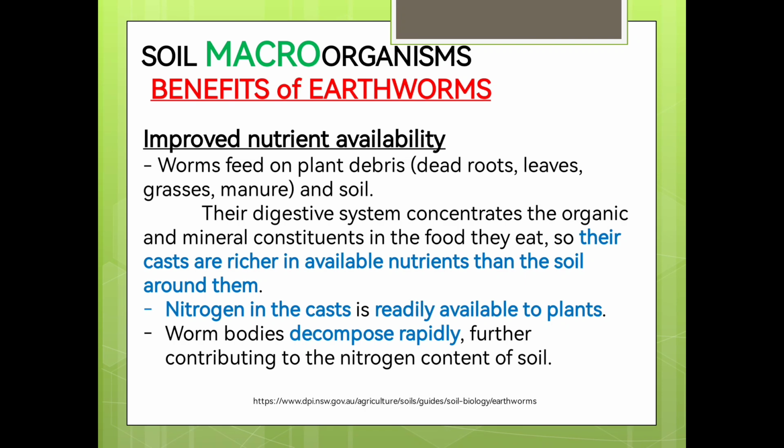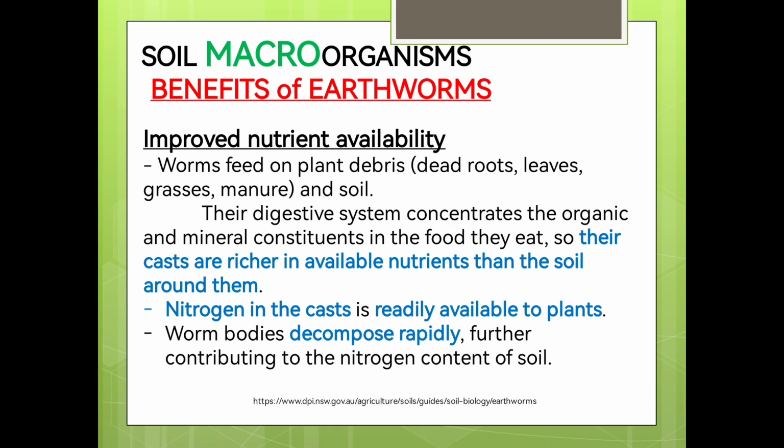That's why vermicast is so popular now, right? In vermiculture, you grow crawlers, earthworms, to produce cast which is richer in available nutrients than the soil around them. This is one of the benefits of earthworms. The nitrogen in the cast is readily available to plants and the worm bodies decompose rapidly, contributing to the nitrogen content of soil.